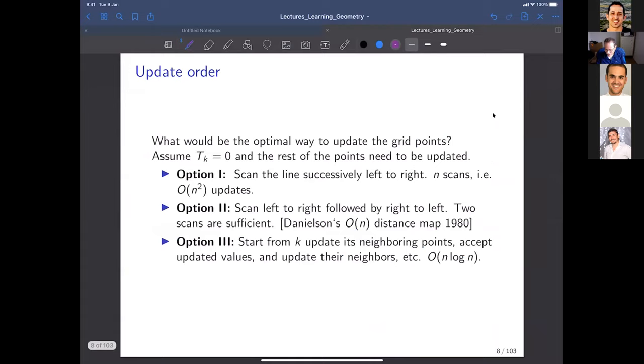scan. So remember, this point is grounded. So here I have a point which is equal to zero. The rest are at infinity.